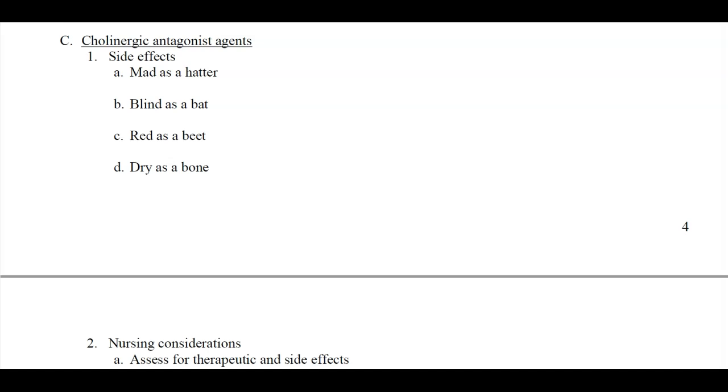Dry as a bone is basically a consequence of decreased sweating, salivation, and lacrimation. So it decreases the oral secretion. And a way to address this side effect, sometimes we can make the patients chew sugarless gum or suck on a hard candy to counter this side effect.